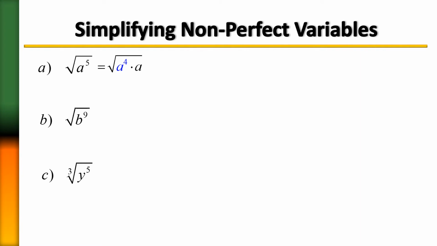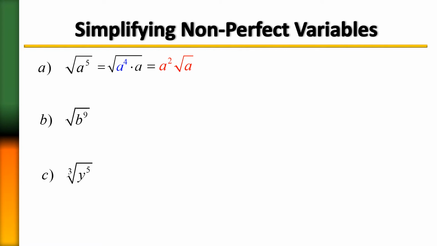So let's go ahead and solve the perfect part so that we can put it outside in front. The square root of a to the 4th power is what? Yes, a squared. So that's going to leave us with a final answer of a squared radical a, or you can say a squared square root of a. Let's move on to example B.